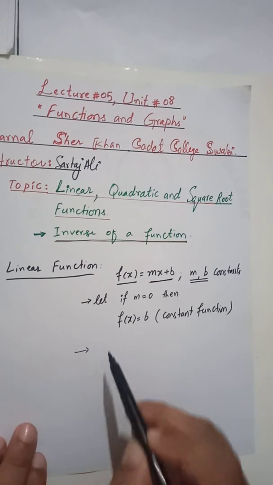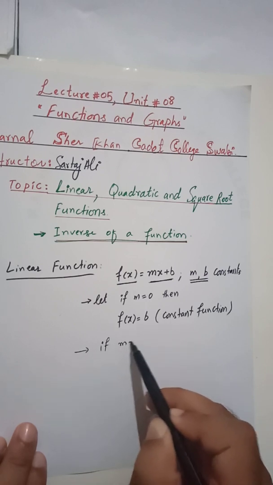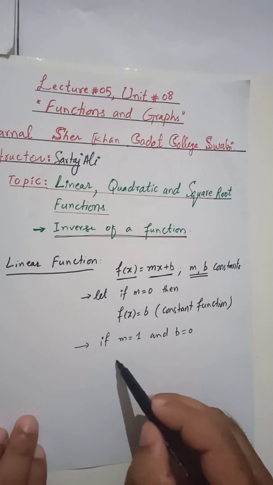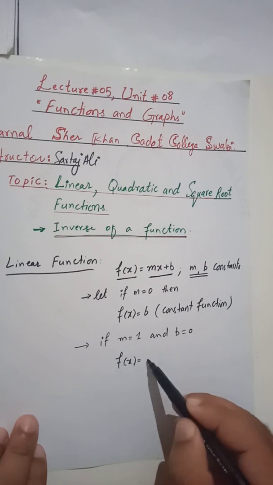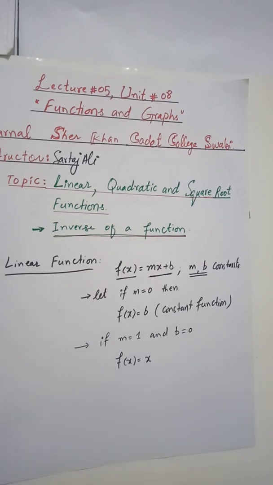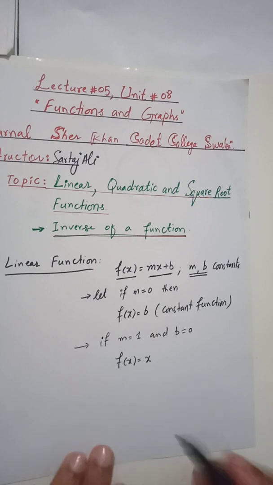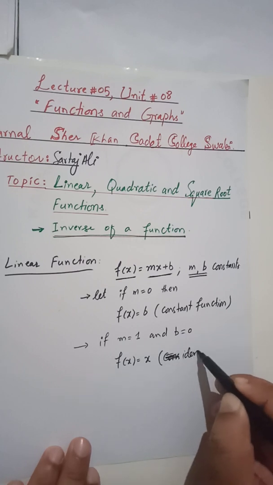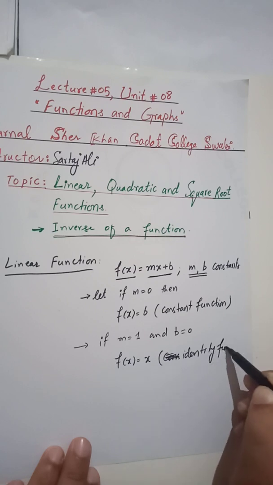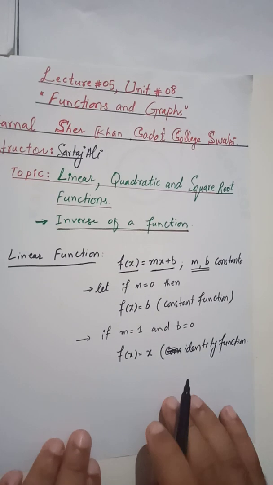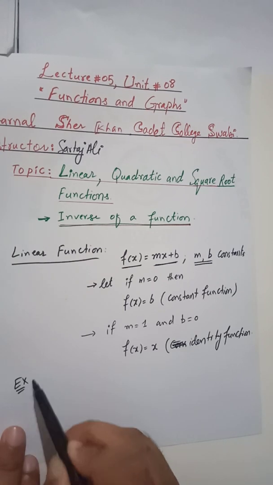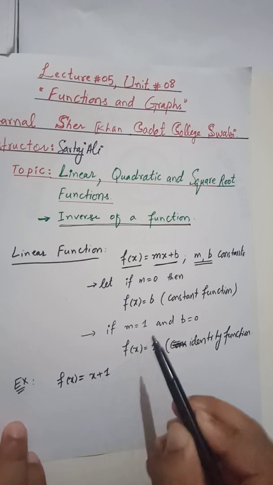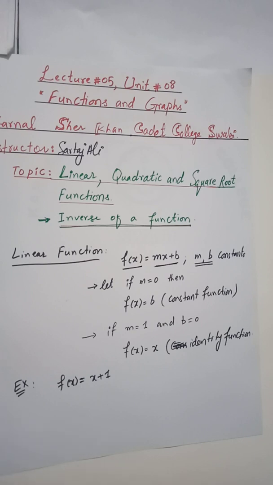Now if m is equal to 1 and b is equal to 0, because m and b are constants, then the linear function will become f of x is equal to x, and such type of functions are called identity function. So the special name of such functions is identity function. Now considering examples, let's say f of x is equal to x plus 1. Here the value of m is 1 and the value of b is 1. So this is a linear function.